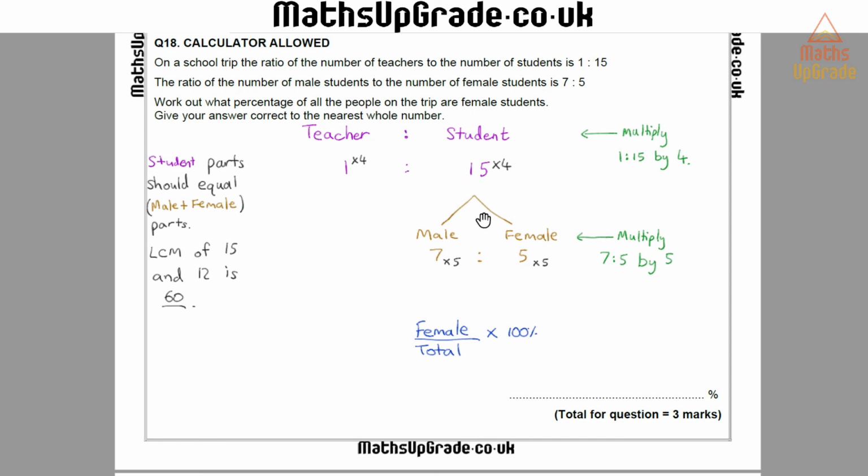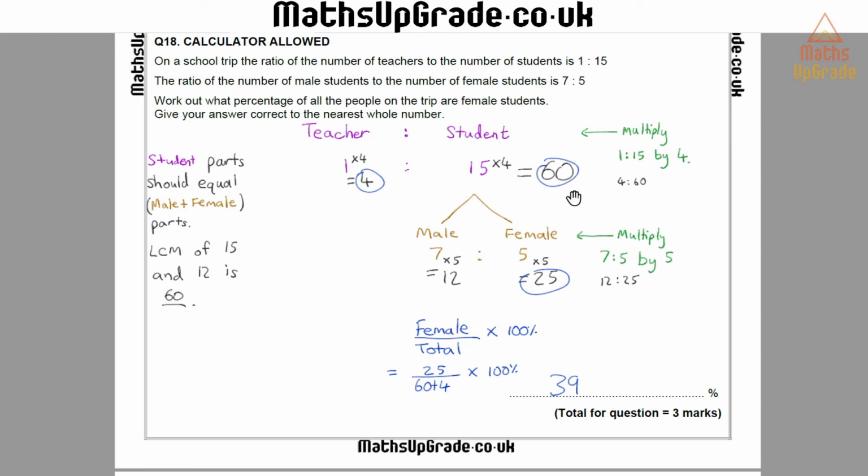For me to compare them and use them in the question, I need to have an equal total number of parts for the students in both ratios. So in essence, I need to find the lowest common multiple of 15 and 12, since 12 is the total number of parts here. The LCM of 15 and 12 is 60. So how can I get 60 here? Well, I can multiply both parts of this ratio by 4, since 15 times 4 gives 60. So that'll be 4 to 60.